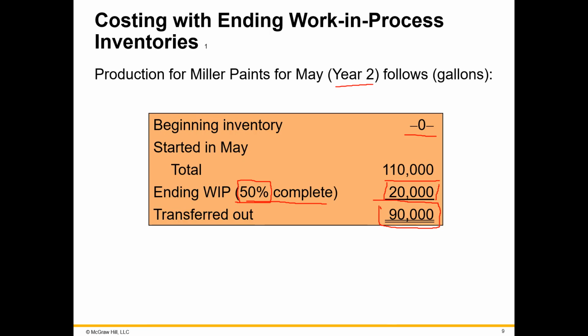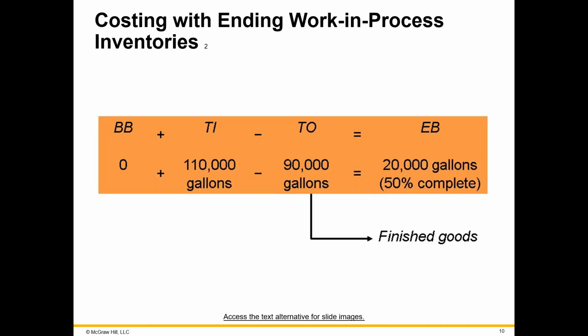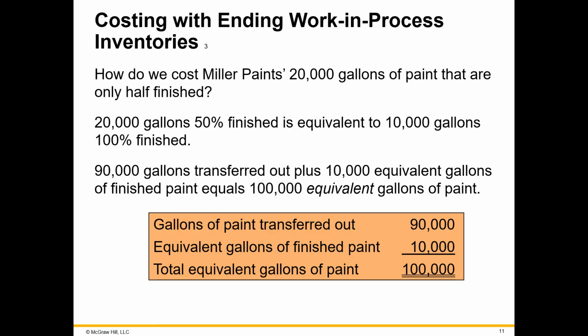So applying the formula that we saw earlier, again, we started 110,000 gallons. So imagine 110,000 empty paint cans. We filled up 90,000 of those paint cans. And so we have 20,000 paint cans left. But these paint cans aren't full, they're only 50% full. So some companies will put down that they have 20,000 gallons of paint that are half finished in work in process inventory. But it's also helpful to present that same information in a different format.